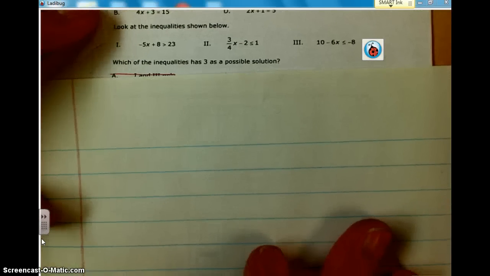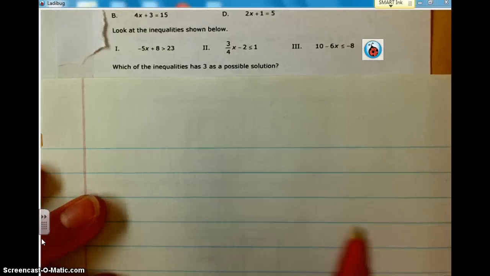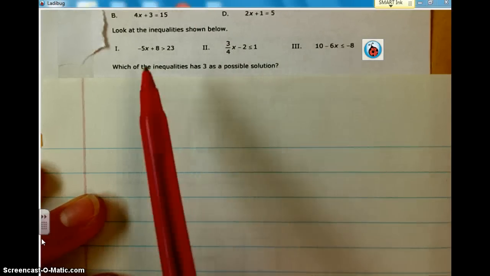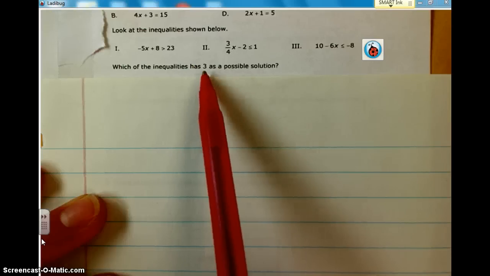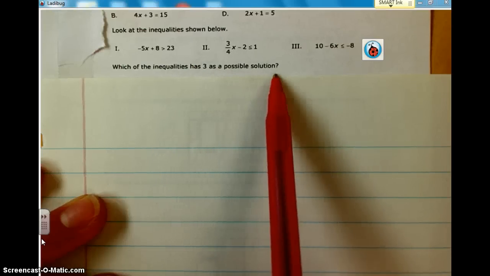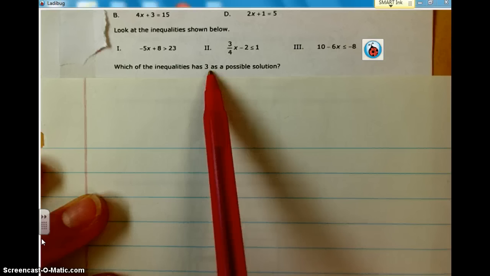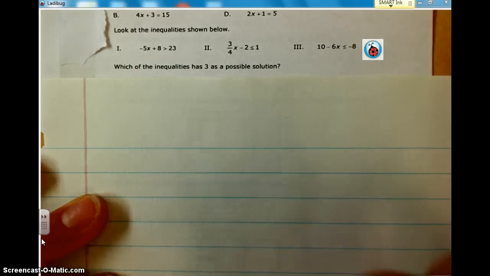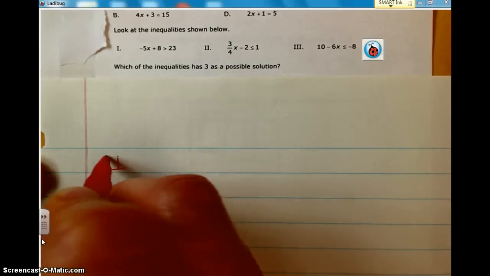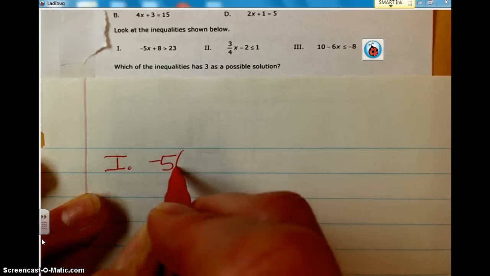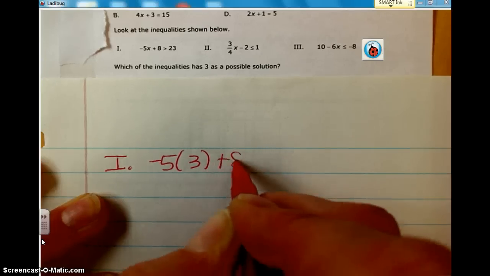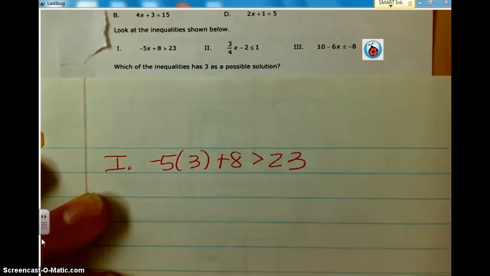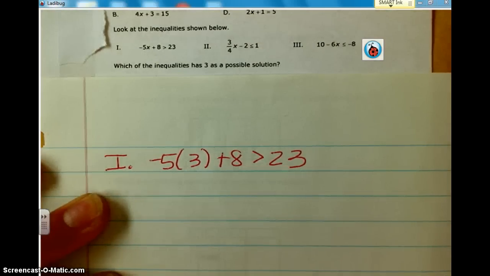When we look at number 2, look at the inequalities shown below. We've got 3 inequalities. Which of the inequalities has a 3 as a possible solution? Which means when I use 3 in the inequality, which ones are true? So let's take the first one, and I get -5 times 3 plus 8. Is it greater than 23? Pause your video so that you can solve this inequality and check with me.